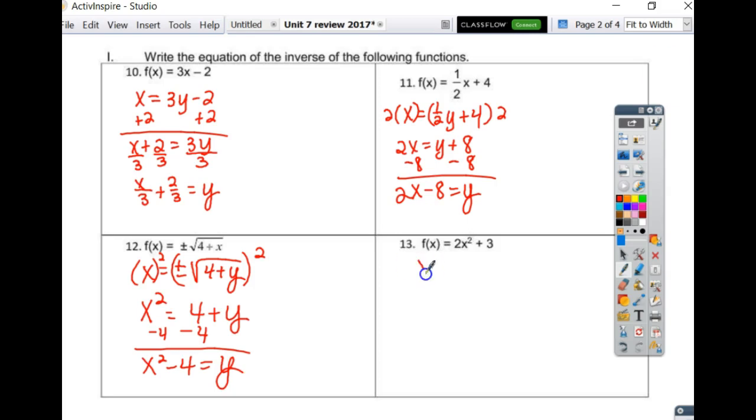Okay, so this one, when I change it, I want to solve for the y. I'm going to subtract 3. What do I do next? Do what? Not yet. So we're going to divide by the 2 because we can't square root until we get the y by itself. So divide by 2.